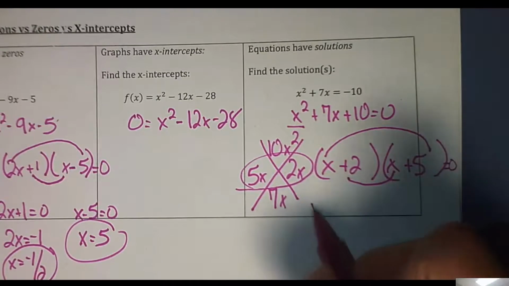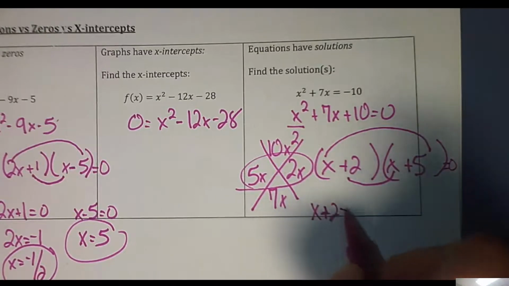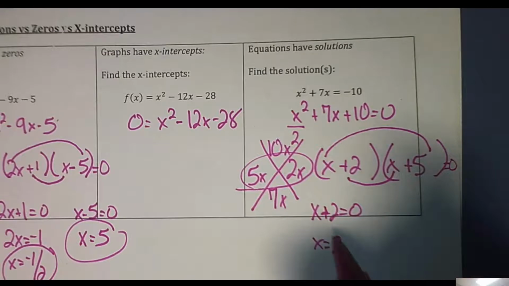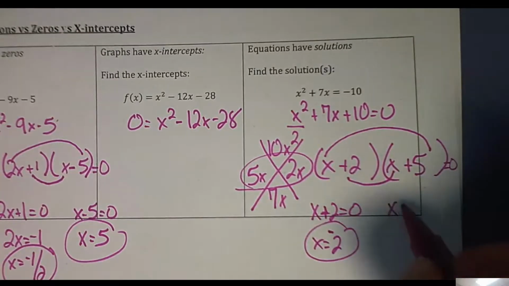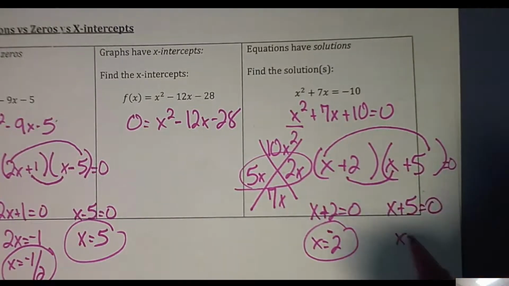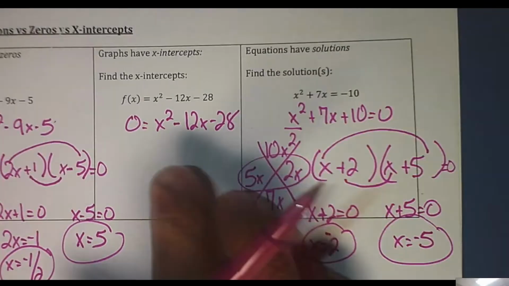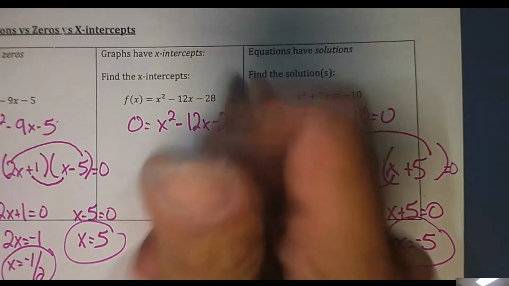If you set this equal to 0, you get negative 2. And if you set this equal to 0 and subtract, you get negative 5. So again, 2 answers. For this one, I'm going to try to factor.